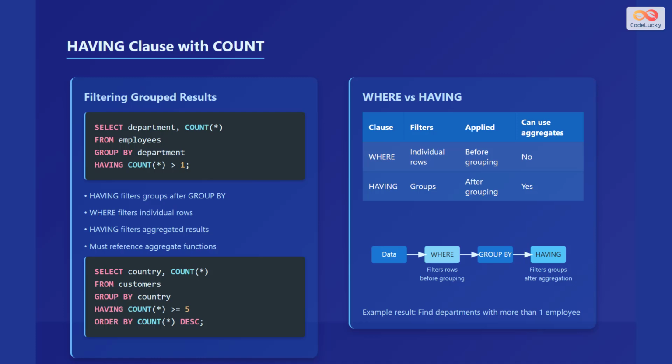Consider another example. SELECT country, COUNT(*) FROM customers GROUP BY country HAVING COUNT(*) >= 5 ORDER BY COUNT(*) DESC. This query finds countries with 5 or more customers and orders them by the number of customers in descending order.